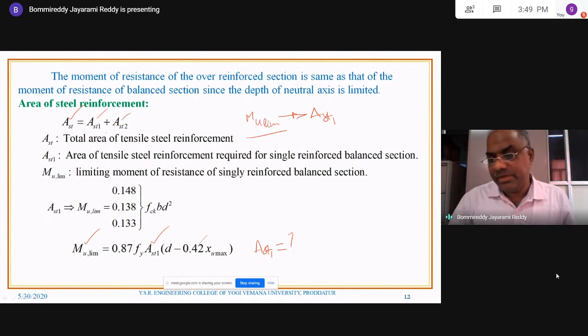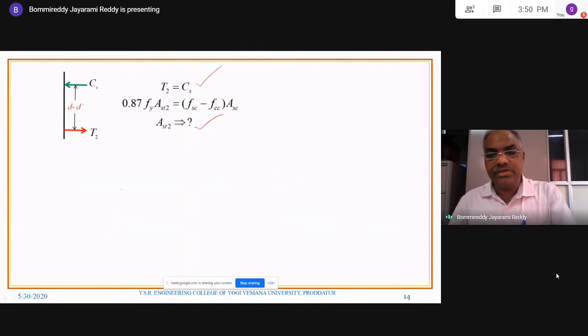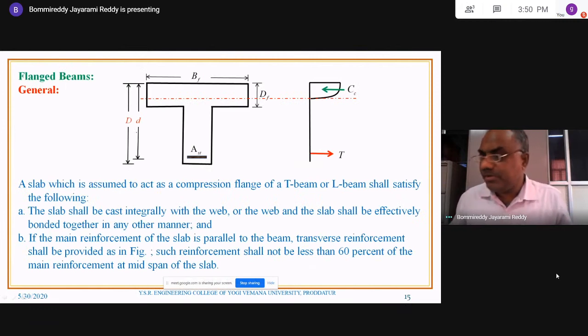How to calculate the AST? AST1 means area corresponding to the balanced moment of resistance, and accordingly find out AST1. And similarly, getting MU2, find out AST and also ASC. So these are the various equations in case of doubly reinforced sections. Now we are going for flanged beams. Why are flanged beams required?